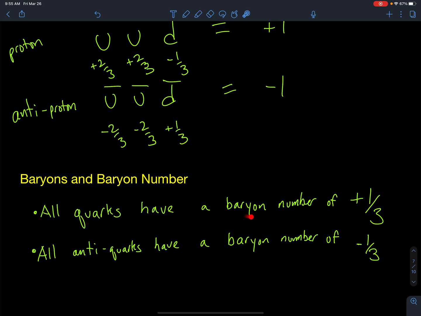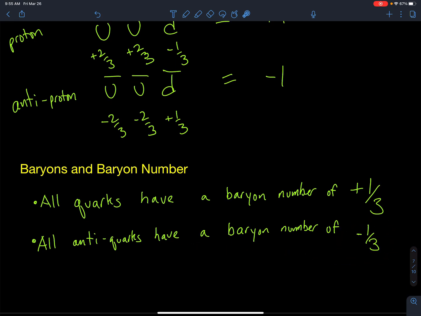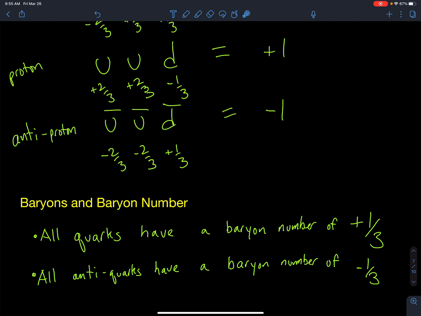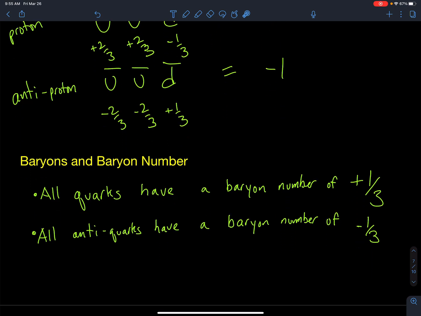So all quarks have a baryon number of positive 1/3, and all anti-quarks have a baryon number of negative 1/3. All right, so if I add up the baryon number of a proton, each of them has 1/3, 1/3 plus 1/3 plus 1/3. A proton has a baryon number of 1, which means that it's a baryon that exists in the nucleus. Antiquarks have a baryon number of negative 1/3. So if you added that up, it would be a negative 1 baryon number. It means that it exists in the nucleus, but it's antimatter.